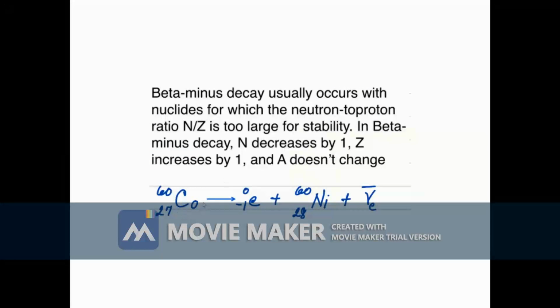This is an example of beta decay, the decay of cobalt 60 to nickel 60. We can see that cobalt 60 decays into an electron, a different element which has the same mass number but a different atomic number, and the antineutrino.